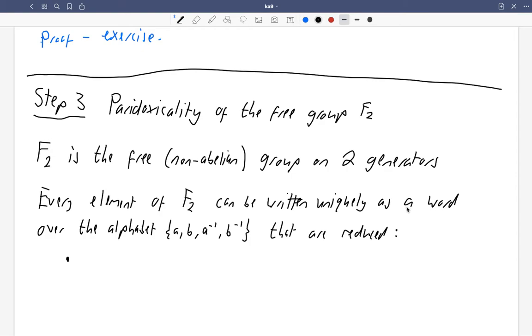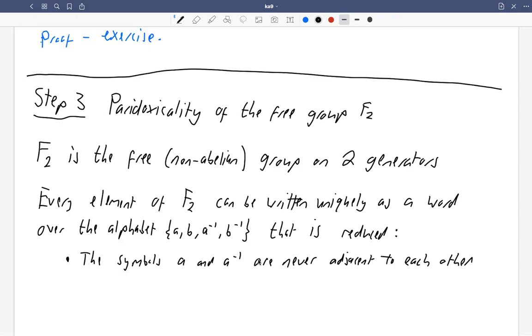So every element can be written uniquely as a word over the alphabet. There's a grammar mistake there. There should be "that is reduced". So the symbols a and a to the minus 1 are never adjacent to each other, and adjacent means next to. And the same for the symbols b and b to the minus 1.